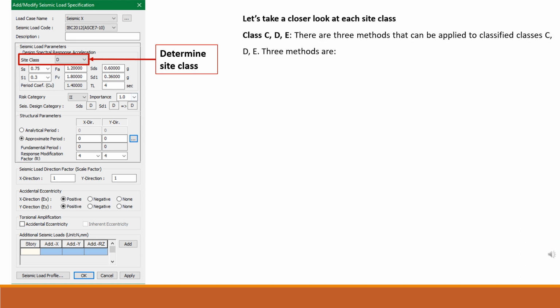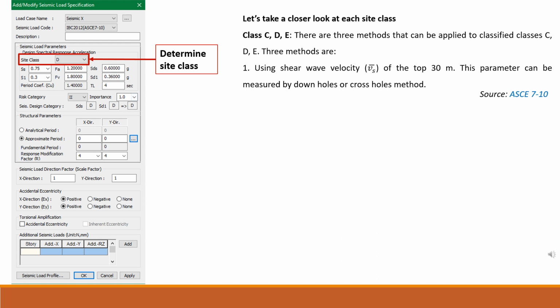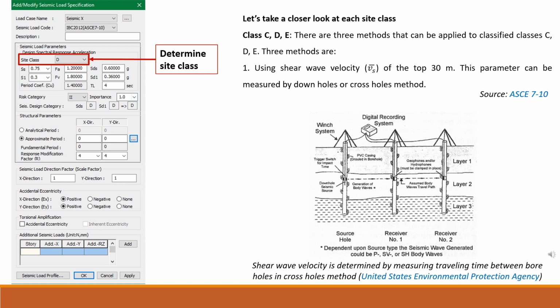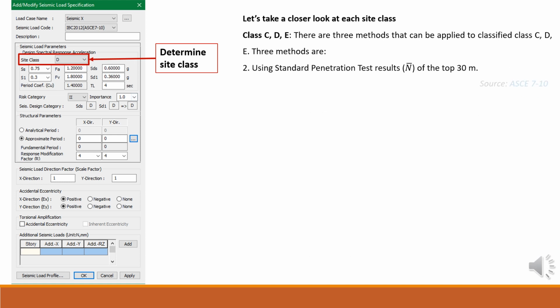Class C, D, E. There are 3 methods that can be applied to classify Class C, D, E. The 3 methods are: 1. Using shear wave velocity of the top 30 meters. This parameter can be measured by the downhole or cross-hole method. 2. Using standard penetration test results of the top 30 meters.